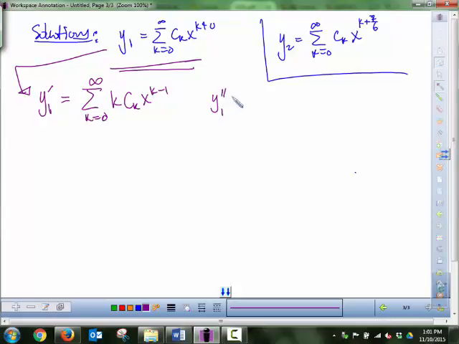Our second derivative then would look like k times k minus 1, oops, I forgot my c, c sub k, x to the k minus 2, and then again allowing for possible negative x to the negative 1 values. I'm going to start my series at 0.